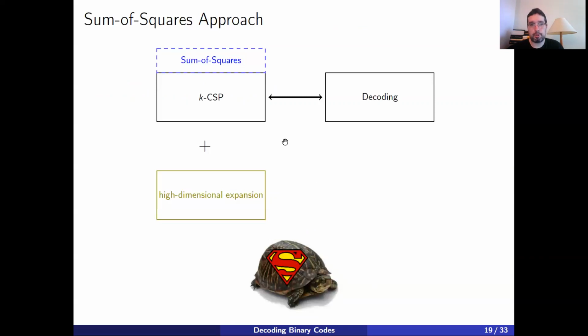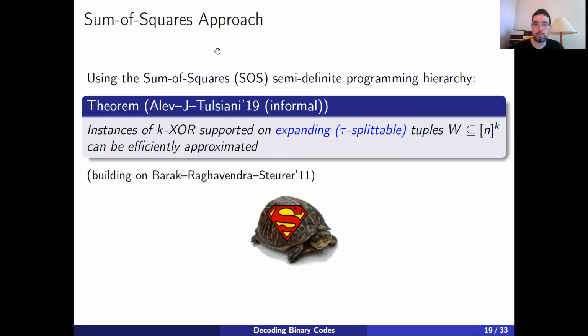Okay, and what was the previous approach? So in the previous approach, to solve this case SP, we used sum of squares. We used the sum of squares hierarchy. Let's take a look at a few parameters. So what we had before is the solver.